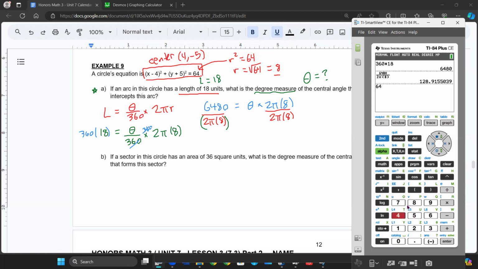And I'll do it just the old-fashioned way. Sometimes I don't need all the fancy things. I just remember to use parentheses. And you can actually just put 8 after the parentheses too. After the pi, you don't need the parentheses around the 8 if the pi is being surrounded by the numbers. Anyway, you're going to get a degree measure, and that's going to be your answer. So your central angle measure in degrees will be about 128.91. So I'm just going to say 128.9 degrees.